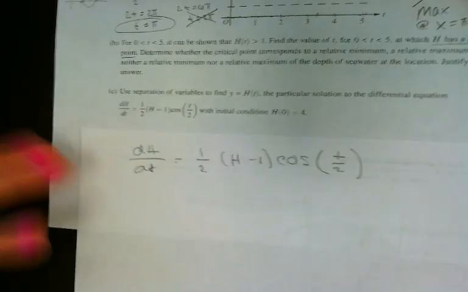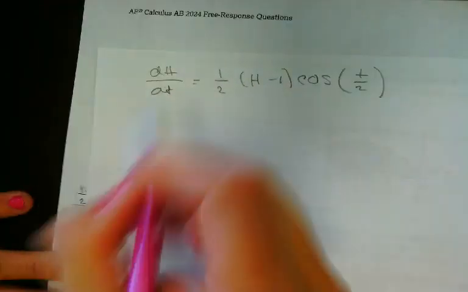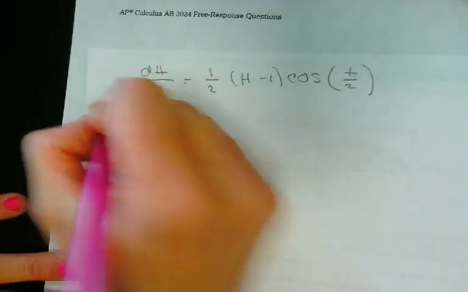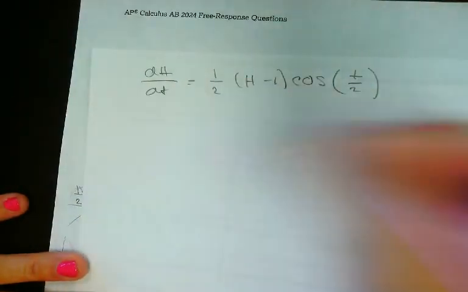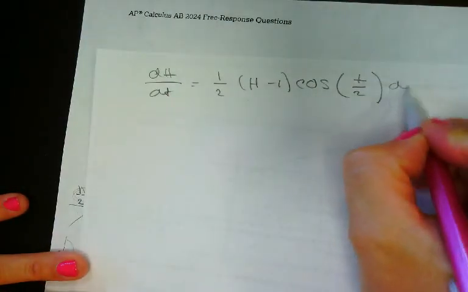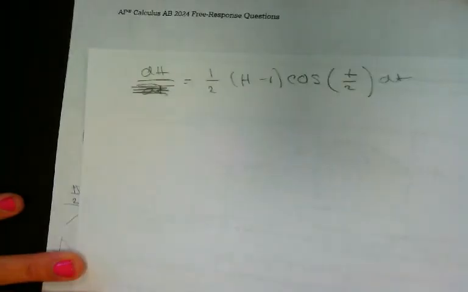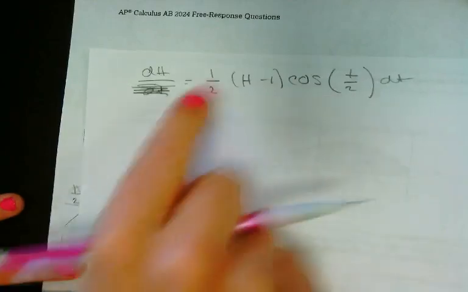Okay. So I want h's on one side, t's on the other. So I'm going to multiply my dt over. You can think of it as a cross multiply or whatever. So that's gone. So I need my t function to stay. I need my h function to go over.